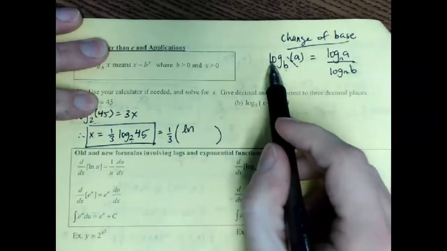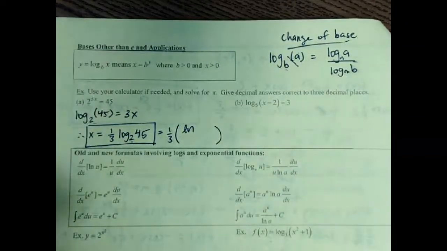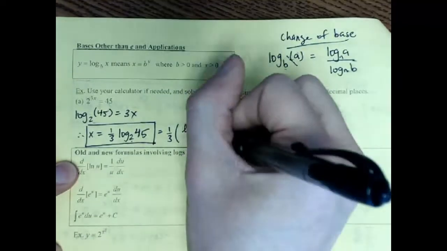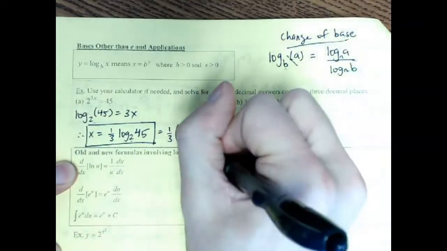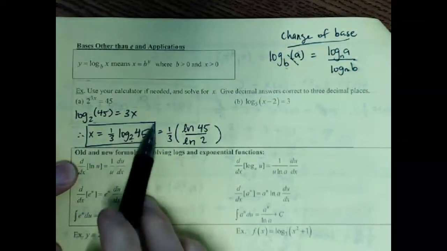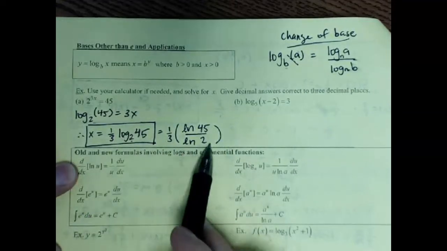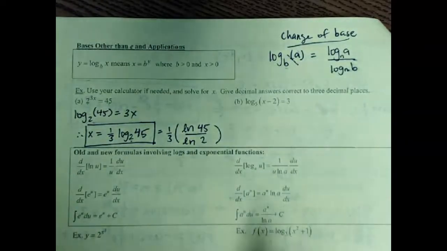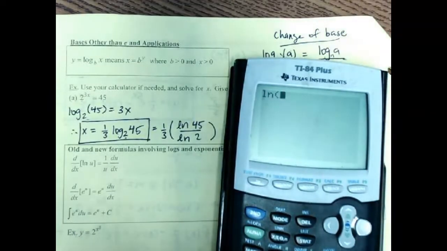You do log of this over log of this, and you can pick whatever new log base you desire. Now I'm going to choose base e, so I'm going to have an ln, and 45 goes on top, over ln of 2. So I'm using my change of base formula. Log base 2 of 45 is the same thing as ln 45 over ln of 2. Right, now I can do the ln of 45. Ln of 45. I could also do the ln of 2.